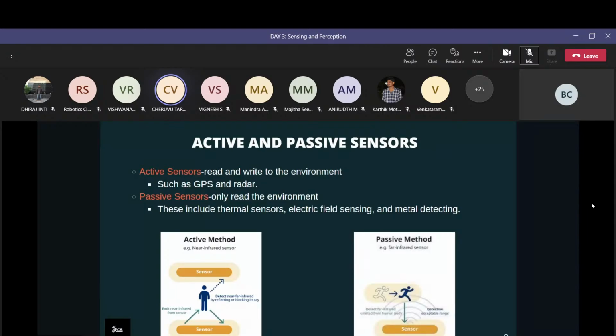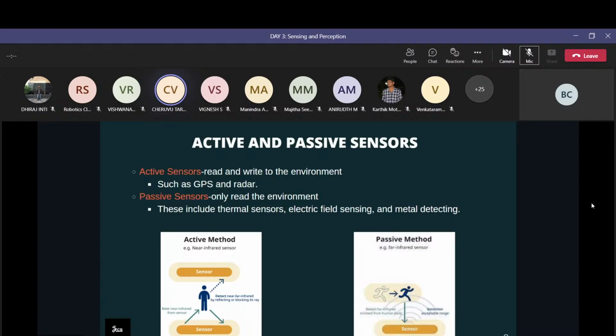So what do I mean by only reading the environment? It means these passive sensors can only take input; you can call them true observers of the environment. What do I mean by the words true observers? True observers means they will not make any changes to the inputs that they take from the environment.